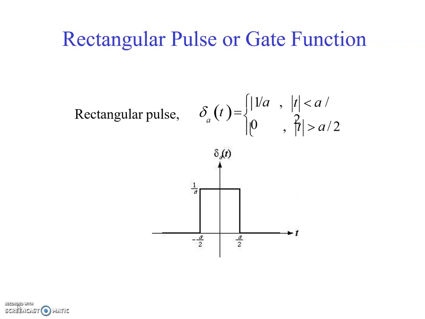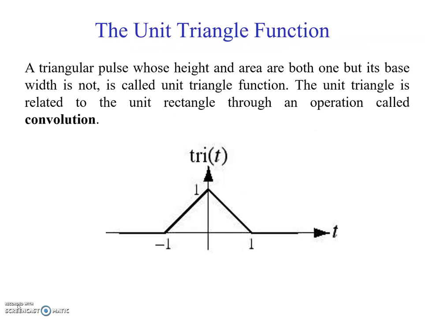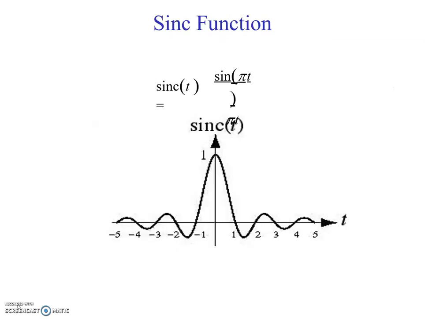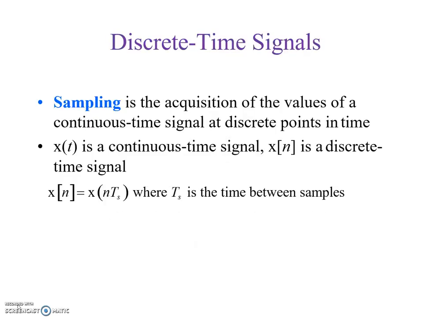Next one is a rectangular pulse. The rectangular pulse we are representing with delta a t, and its value is equal to 1 by a between minus a by 2 to a by 2. That is about your unit rectangular function. Next, the unit triangular function, and its boundaries are between -1 to 1, and we are representing it with a triangular symbol. Next is the sinc function. The sinc function mathematical equation is sin pi t by pi t. And when you take the rectangular pulse Fourier transform, you get this.